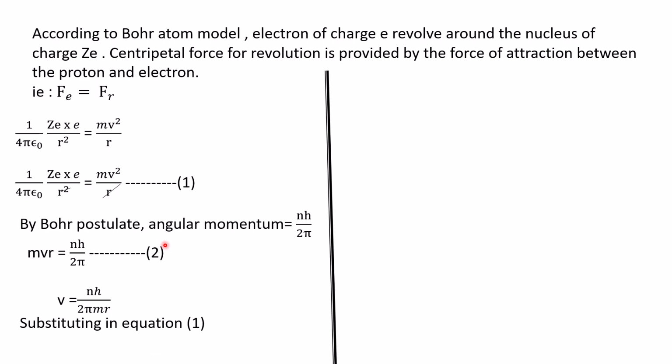By Bohr postulate, angular momentum of the electron is equal to nh by 2 pi. That is, mvr is equal to nh by 2 pi. From this equation, we can take m and r to the denominator. So, v is equal to nh by 2 pi mr. Now, we can substitute this value for v in equation number 1.